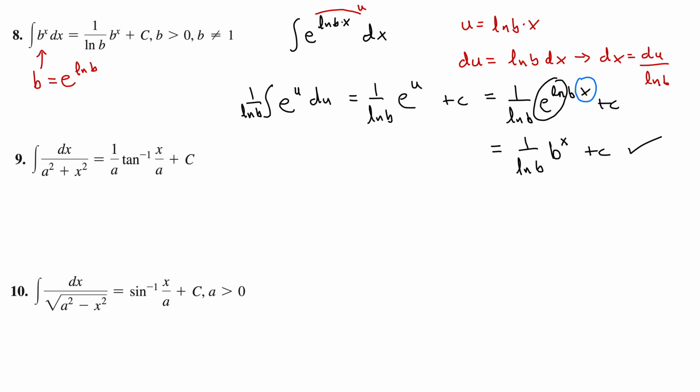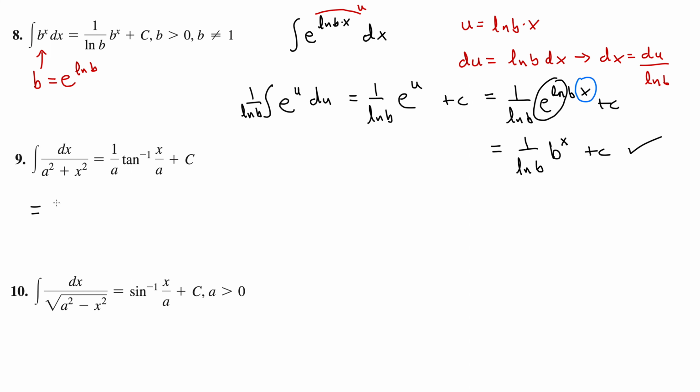For number 9, we have the integral of dx over a squared plus x squared equals 1 over a times arctan x over a plus c. That's what we want to show. And we can kind of see with this x squared down here that we're probably going to have some kind of arctan. The key with this kind of integral is to factor out the a squared.